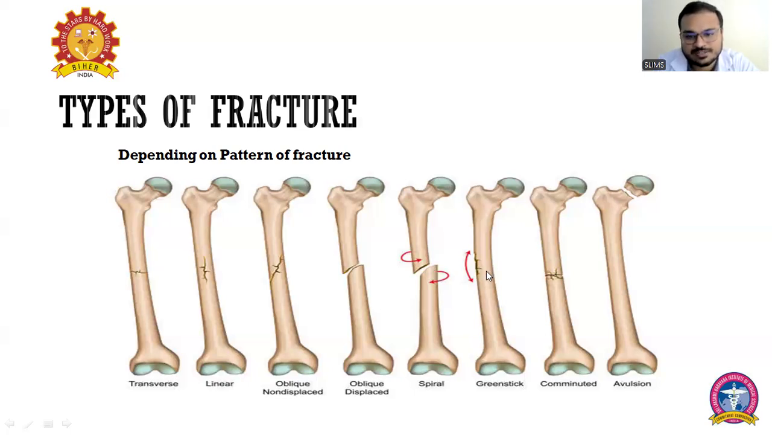Greenstick fracture is a unicortical fracture. That is, only one cortex, which is the anterior cortex or the posterior cortex or the medial cortex or the lateral cortex, will be fractured. Comminuted fracture occurs in 2, 3, 4 or more fragments depending on the force of injury which is impacted into the bone.